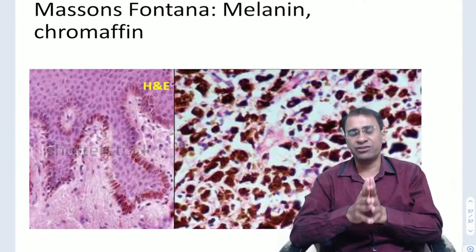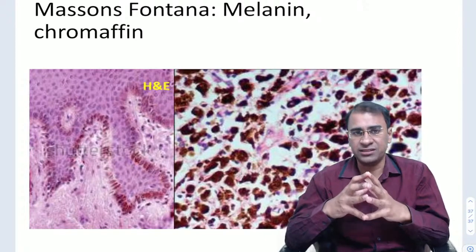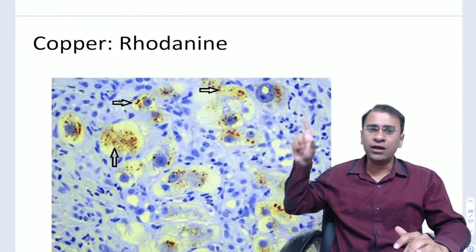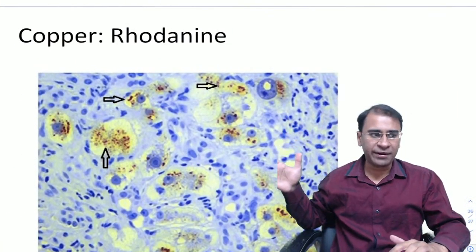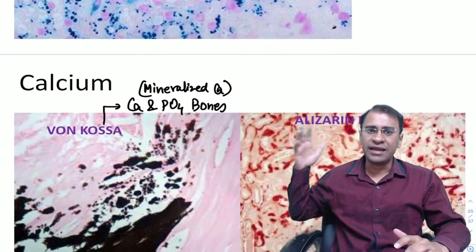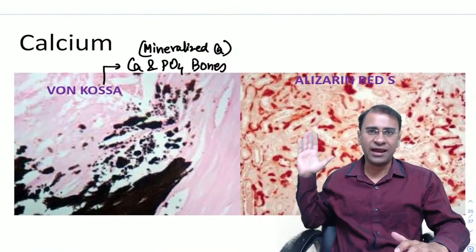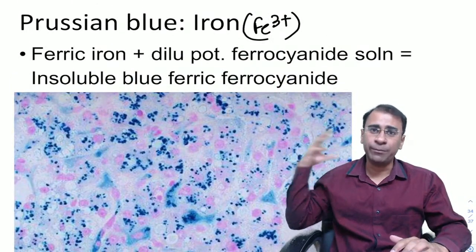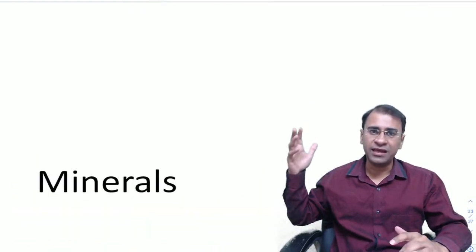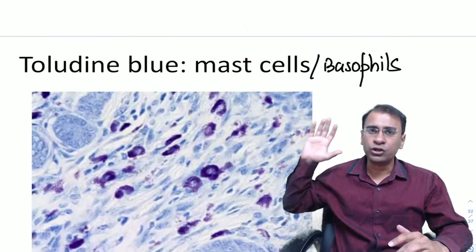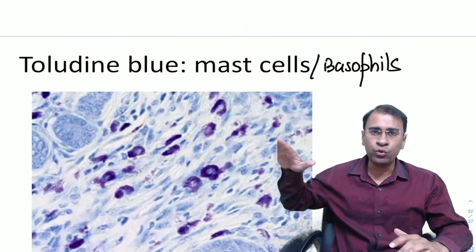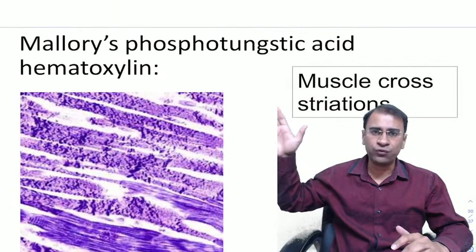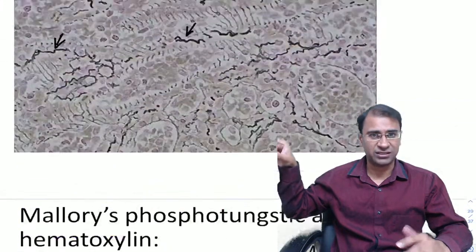So these are all the stains I have put forward. Let's have a quick revision of all the stains we can use for the minerals here. Masson Fontana is a pigment stain, melanin. Before that, copper, rhodanine. Before that, calcium, two stains, von Kossa and alizarin red. Then iron, Prussian blue. Then before this, we talked about toluidine blue for mast cells. Before that, Congo red for amyloid. Phosphotungstic acid hematoxylin for muscle striations.